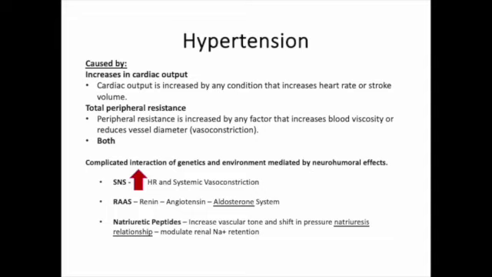The blood volume or vascular volume increases in relationship to a decrease in the renal secretion of salt, and this is referred to as a shift in the pressure natriuresis relationship. What this means is that for a given blood pressure, individuals with hypertension tend to secrete less salt in their urine than someone that does not have hypertension. Natriuretic peptides, therefore, are hormones that modulate this renal sodium excretion.